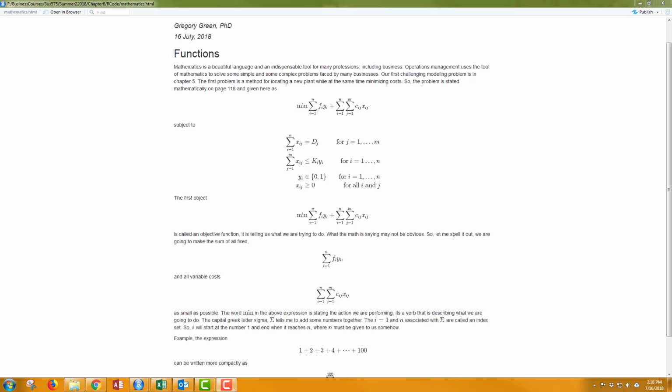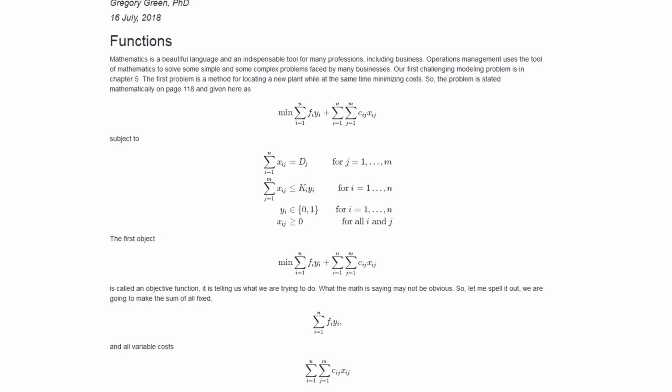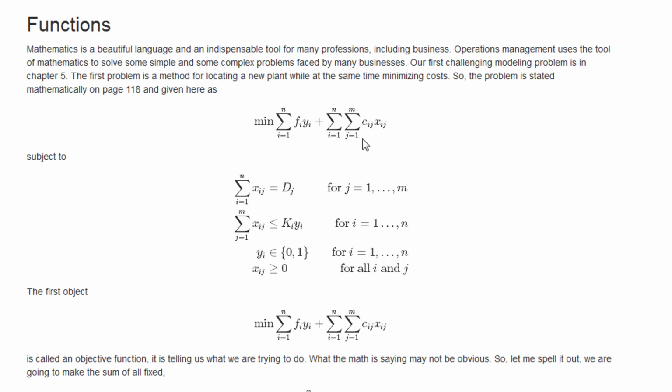Let's walk through some of the mathematics on pages 118 and 119 so that you and I can both be talking the same language. I've recreated some of that mathematics here in this screenshot, and I would like to read it to you first so that you can hear it, and then I want to describe it. Starting out here with this thing, it's called an objective function.